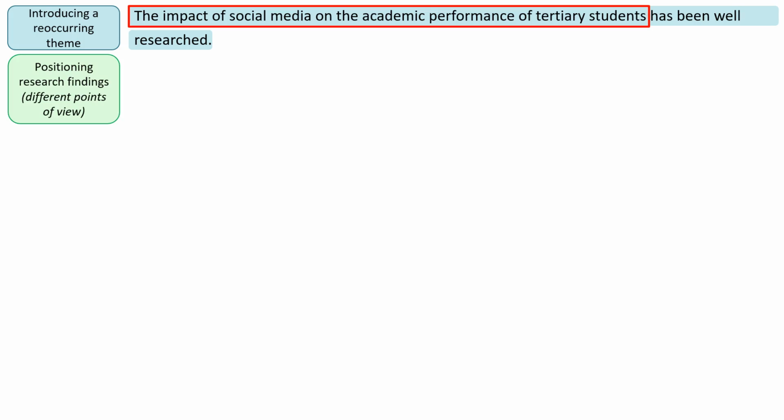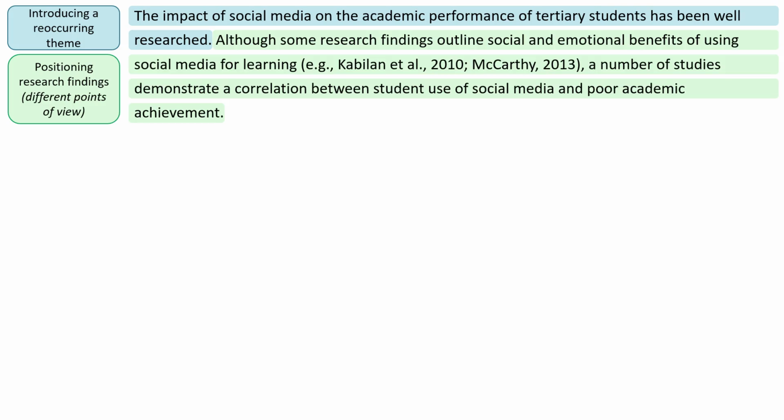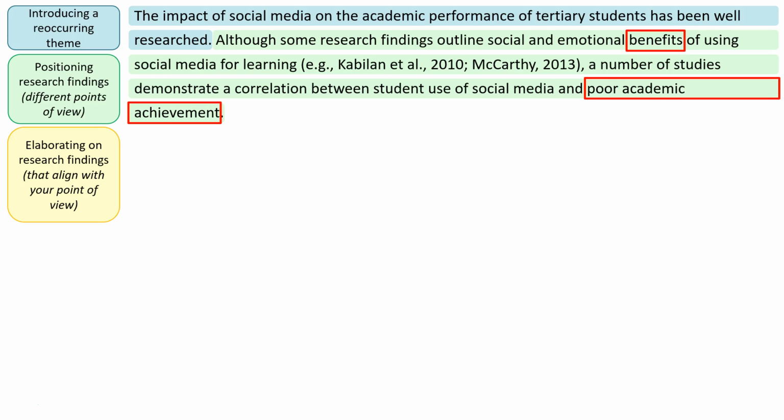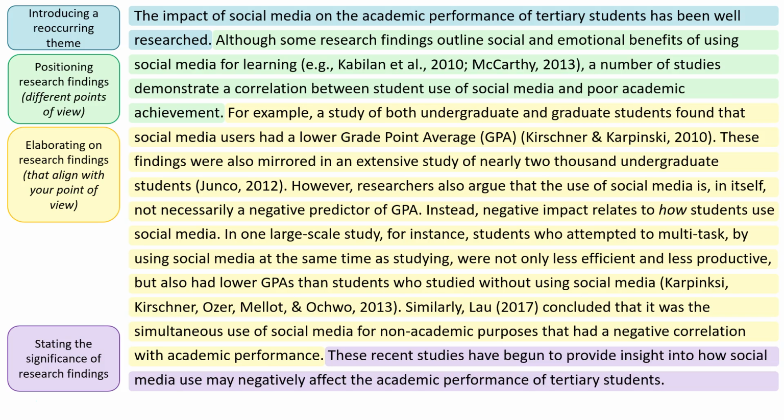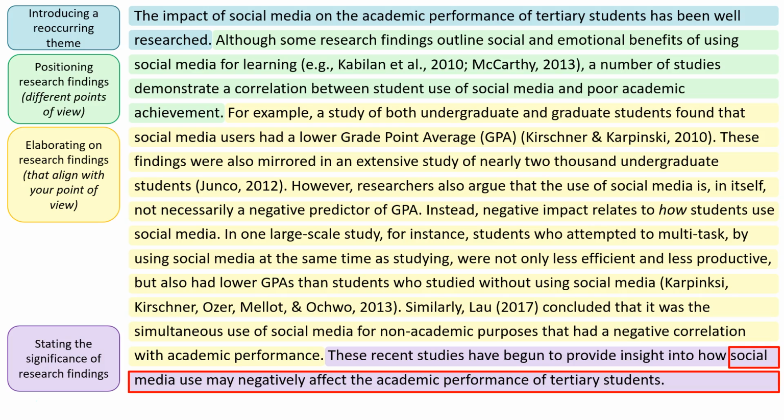Then, position research findings from different points of view. Here, the research shows both positive and negative findings. Next, you might elaborate on research findings that align with your point of view. Here, you synthesize specific examples from different sources. And lastly, state the significance of the research findings. In this case, concluding that social media may affect academic performance.